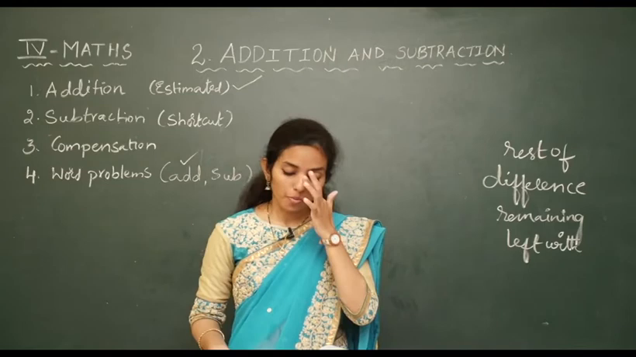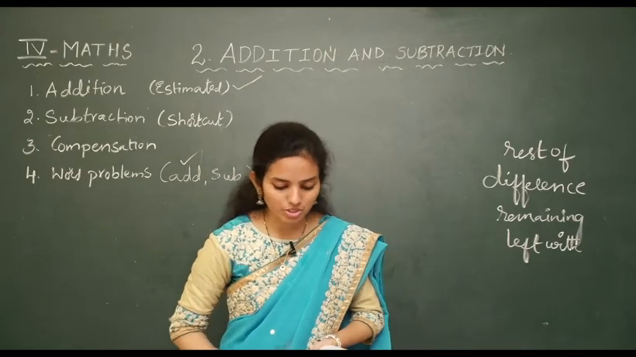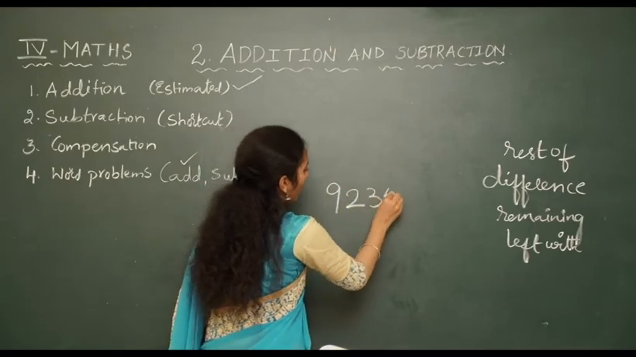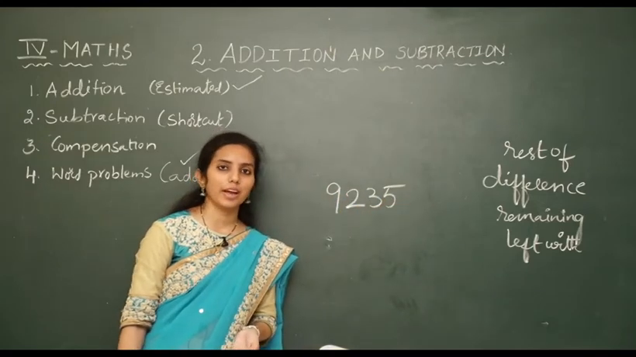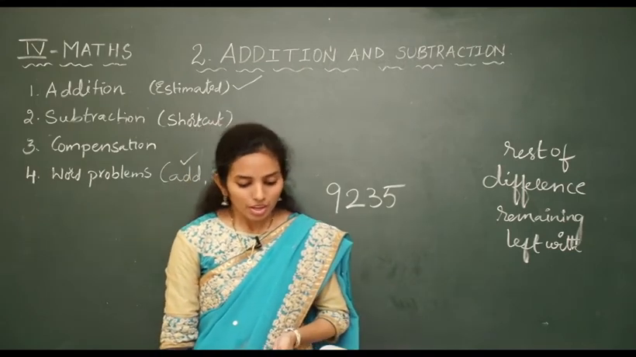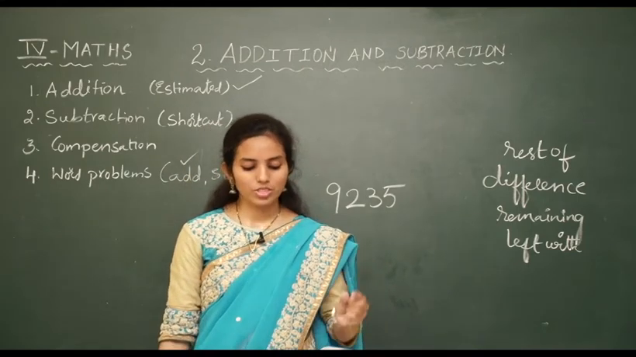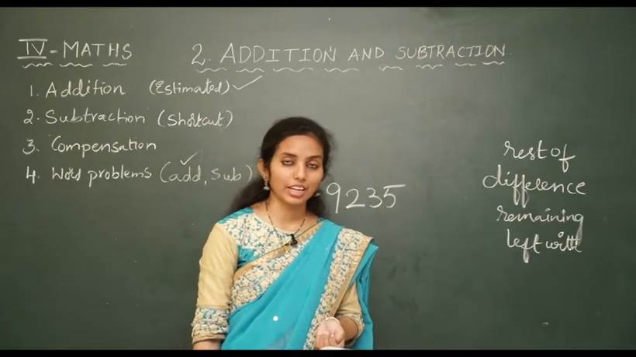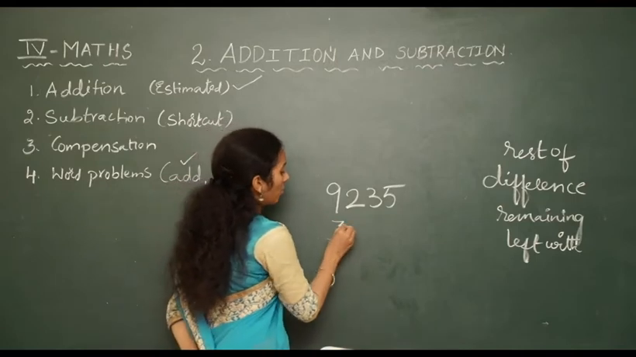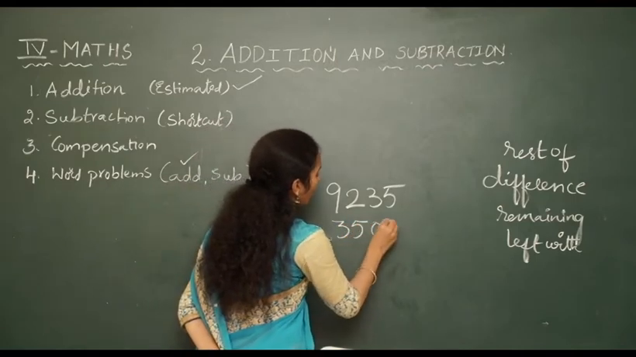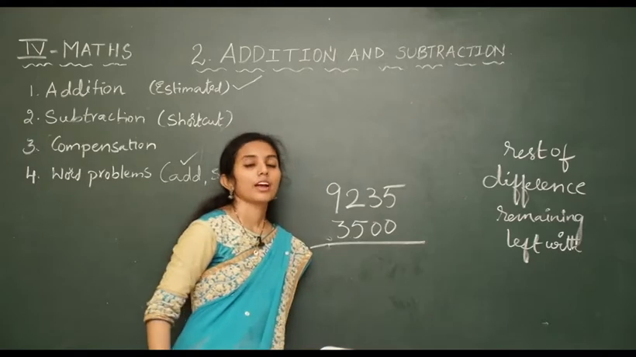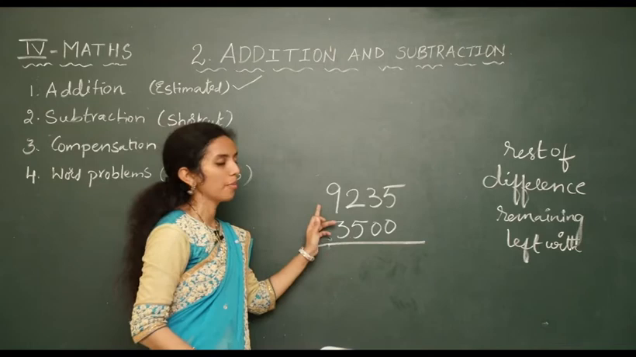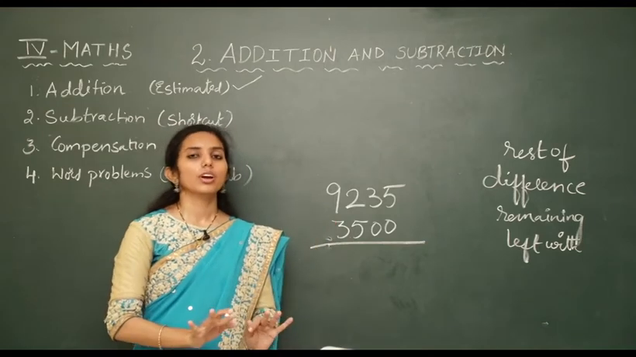Now let us read a word problem. Mr. Sharma puts 9,235 in the bank. 9,235 rupees he has deposited in the bank and he wants to leave 3,500 there and take out the rest. How much money can he take? So what does he want? He wanted to keep 3,500 in the bank itself, and remaining amount he wanted to withdraw. So total amount minus the amount he wanted to keep in the bank.